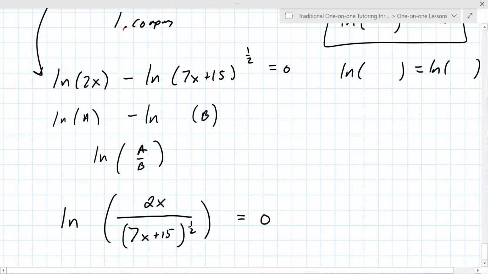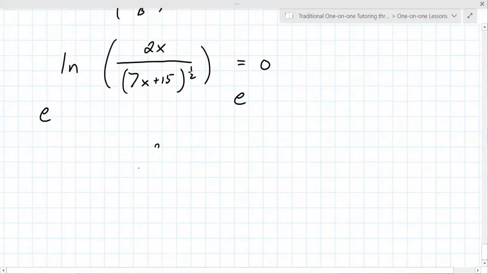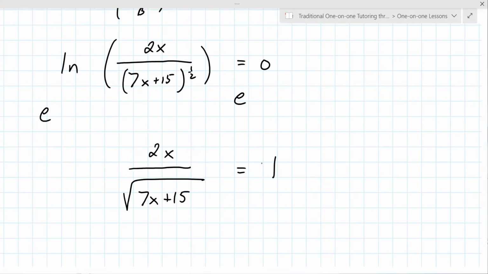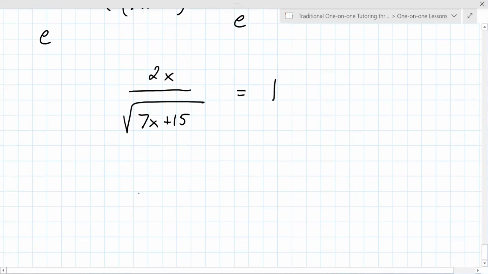Okay. Now, how do you undo ln with e? So this becomes 2x over, and this time anything to the 1/2 power is square root. So it's the square root of 7x plus 15 equals 1. So in Algebra 2, you knew how to solve this. You end up having to clear this on both sides. So you get 2x equals the square root of 7x plus 15.